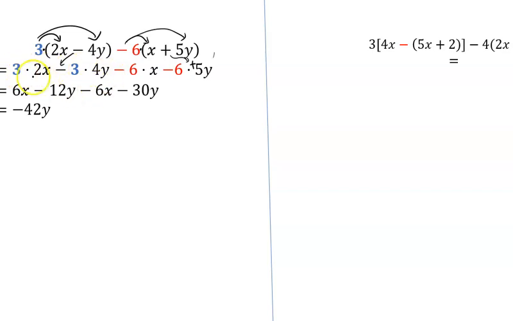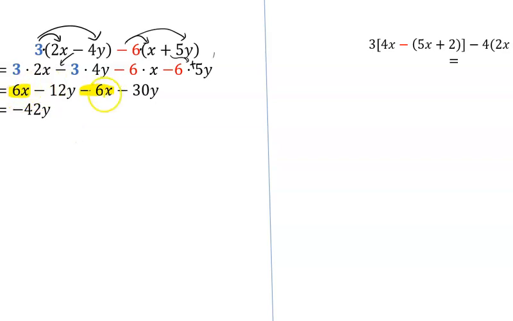So multiplication, 3 times 2 is 6. -3 times 4 is -12. And -6, there's nothing to multiply here, bring down. And -6 times positive 5 is -30, and bring down y. So now we do have subtraction to do. And this time we are able to find the like terms.